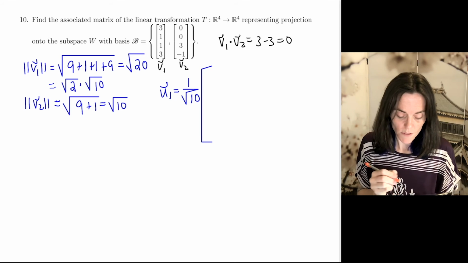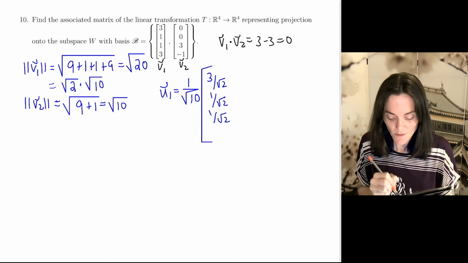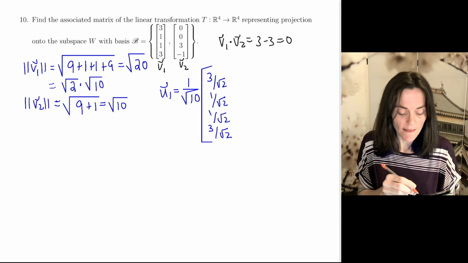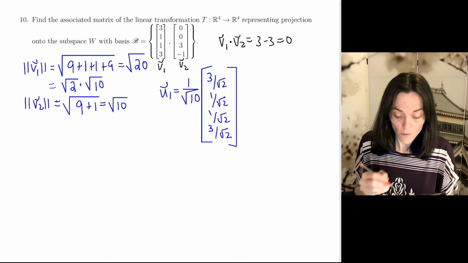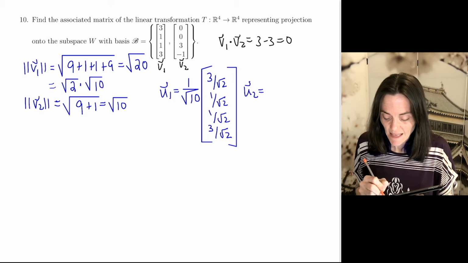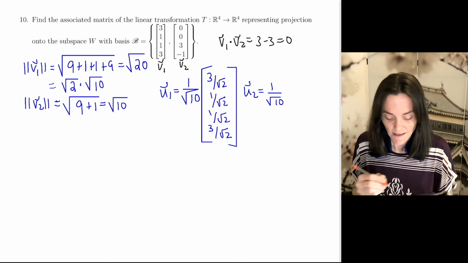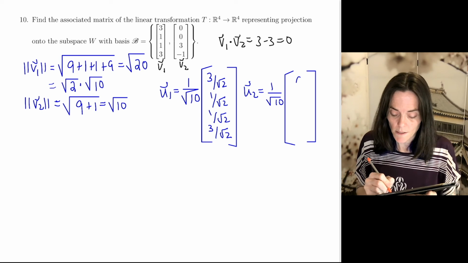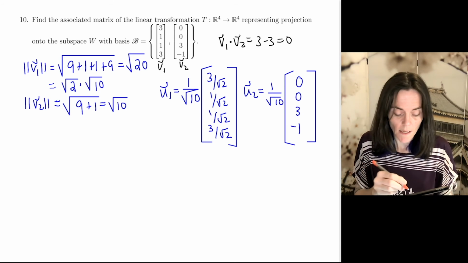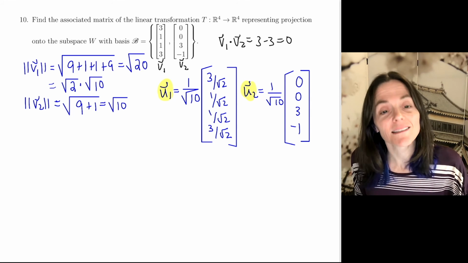So here I have 1 over square root 10. And then I have 3 divided by square root 2, 1 divided by square root 2, 1 divided by square root 2, and 3 divided by square root 2. Okay, this is now unit and in the same direction as V1. Okay, U2. Here I'll leave the 1 over square root 10 out in front. This is the length of V2. Then I can just put V2 here. We get 0, 0, 3, minus 1. U1, U2. This is my orthonormal basis for W.